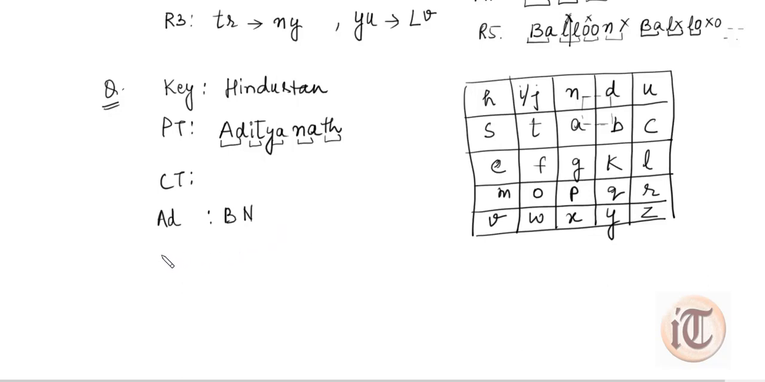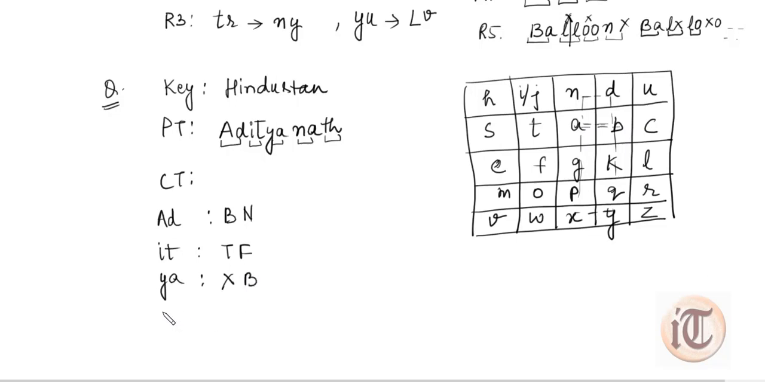Now the next pair is IT. Check IT: they are in the same column, so we take the next letter below each. I is replaced by the next letter, that is T, and T is replaced by the next letter, F. Now the next pair is Y and A. The letter Y is here and A is here, so they are not in the same row or the same column. So we take the intersection point. First we consider Y: in its row it is replaced by X, and A in its row we take as B.